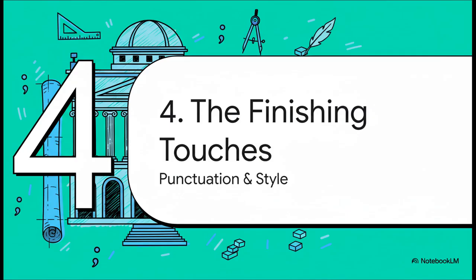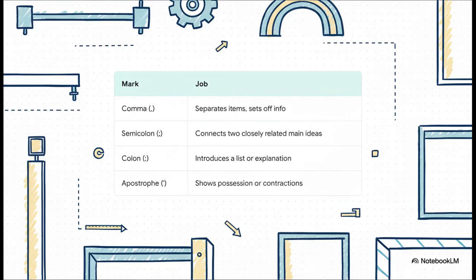Now it's time for section 4, where we add the finishing touches. This is where things like punctuation and style come in to make our building not just strong, but also elegant and really easy for people to find their way around. Think of punctuation marks as the traffic signs for your reader. A comma is like a yield sign, telling you to take a little pause. A semicolon is a stronger connection, like a bridge between 2 closely related ideas. And a colon, well, a colon is like a drum roll, telling you to get ready because a list or a big explanation is coming up. They're not just random dots, they're signals.